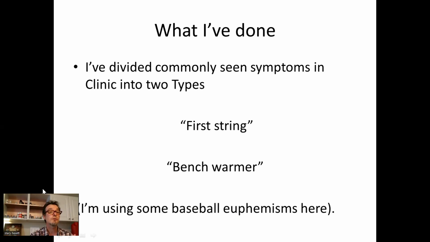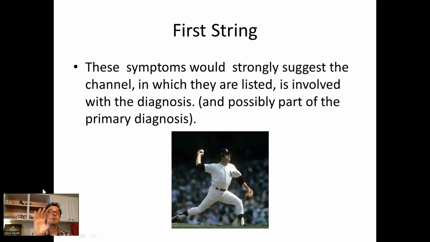So what's a first string symptom? First string symptoms would be symptoms that strongly suggest that the channel they are listed under is involved. It's probably, but not always, going to be part of your primary diagnosis when you're looking at somebody. It's probably going to be part of what you're going to be treating when you see these symptoms. Those are first string symptoms.